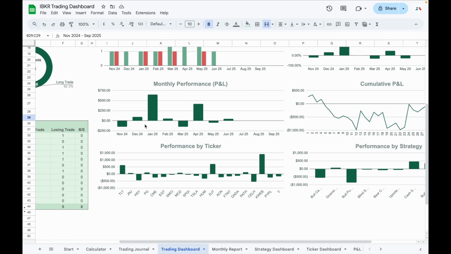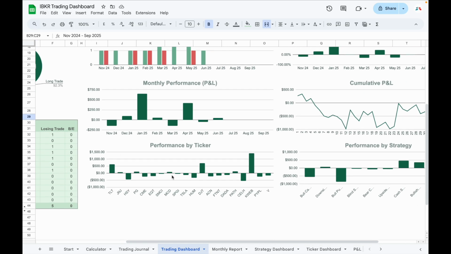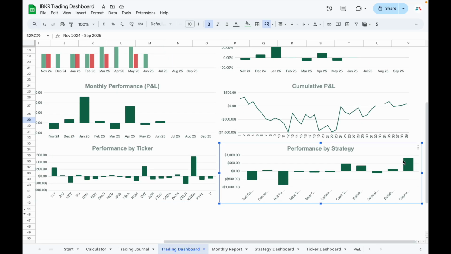The chart on the right shows a breakdown of my performance by ticker and strategy. As you can see, I made the most profit from KWEB trades and the biggest loss from Celsius trades. In terms of strategy, I gained the most from diagonal spread but lost quite a lot on credit spreads like bull put spread and bear call spread.